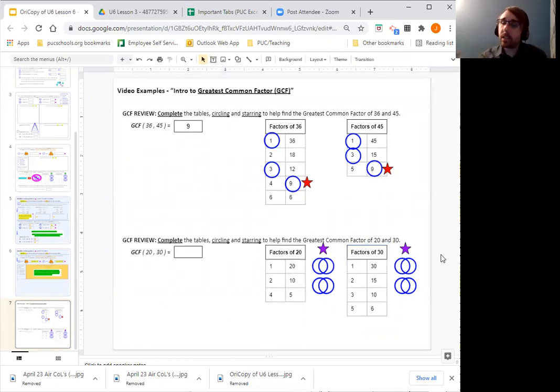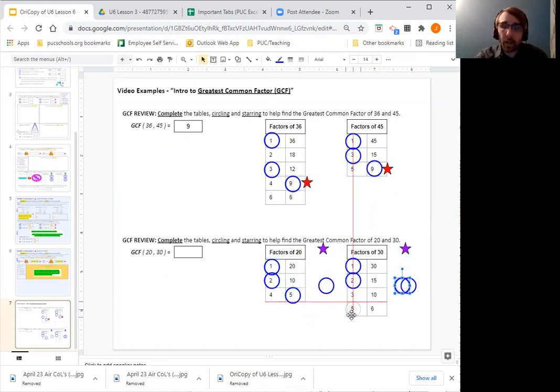Now that I've created the list, I'm going to look for the common factors. So they both have a 1, they both have a 2. They both have a 5. And they both have a 10.